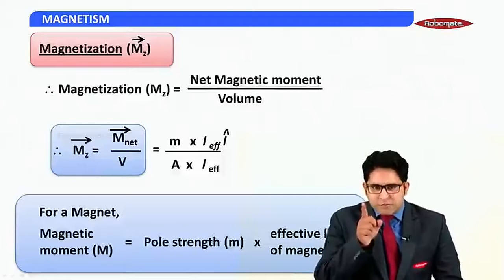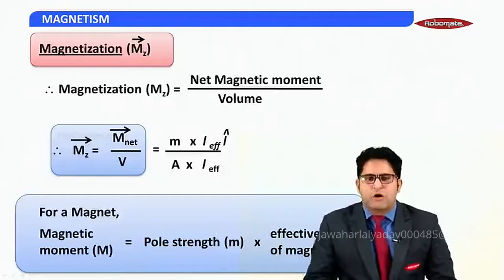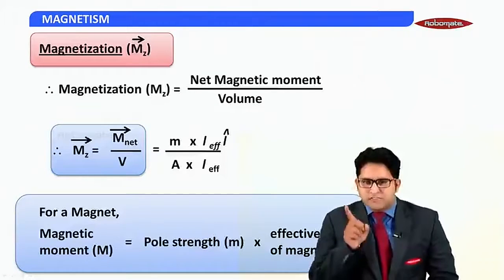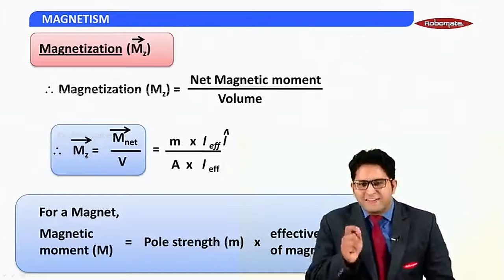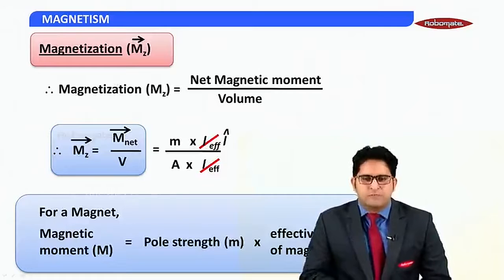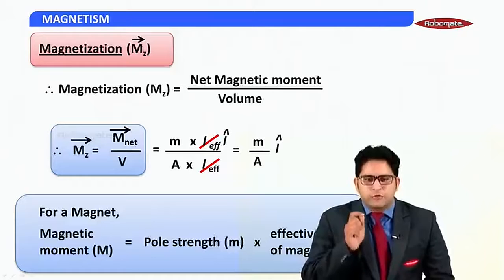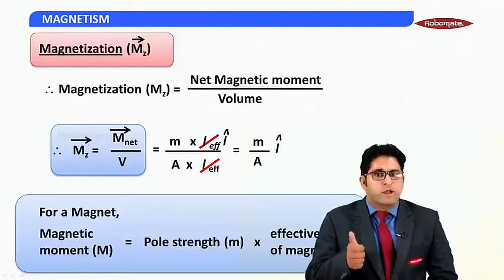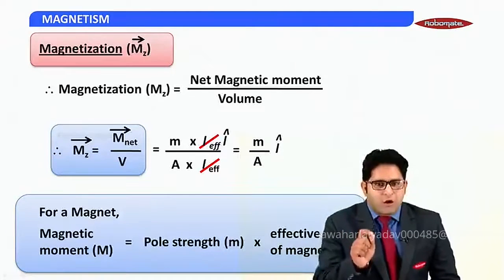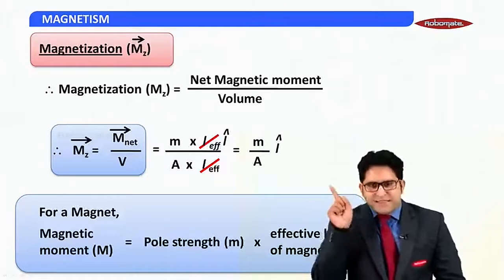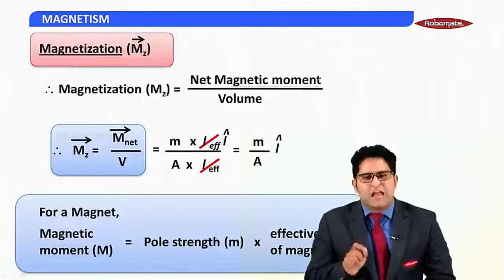Now students, there is a unit vector over there, and this unit vector provides us with the direction of the net magnetic moment. Now see this expression carefully. Now we have one term in common. Which term is in common? L effective is common, so I can cancel out that term. So what will I get? I'll get small m upon capital A into unit vector. Now what is small m? Small m is pole strength. What is capital A? Capital A is the area of cross section. So from this expression, I can define magnetization in terms of pole strength and area of cross section.